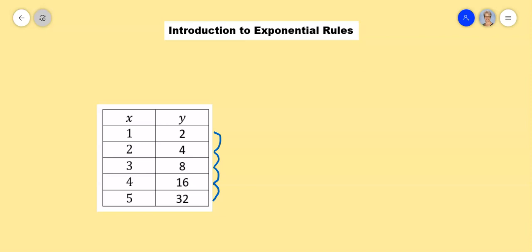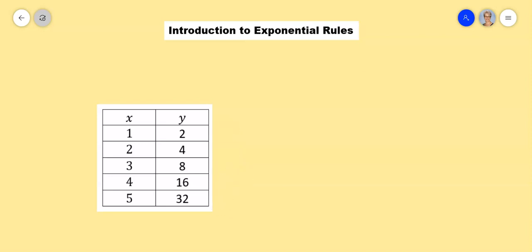each time. It increases by 2 here, it increases by 4 here, it increases by 8, and then it increases by 16. So it is definitely not a linear relationship. It is a type of non-linear relationship. So what type of a relationship is it?